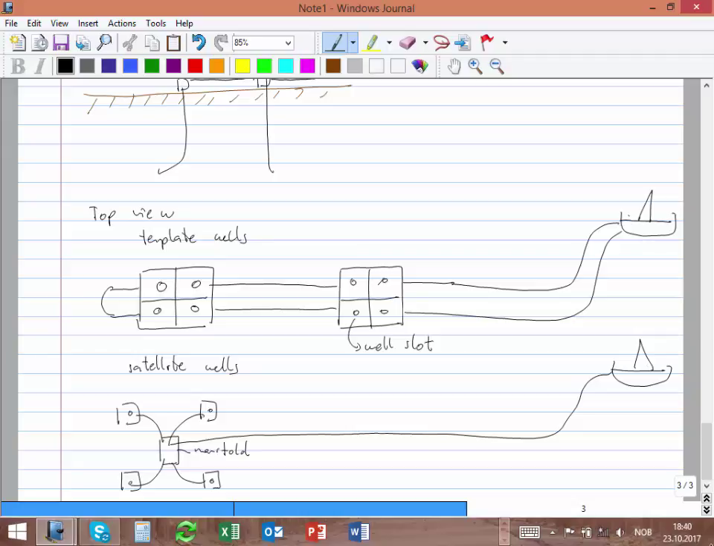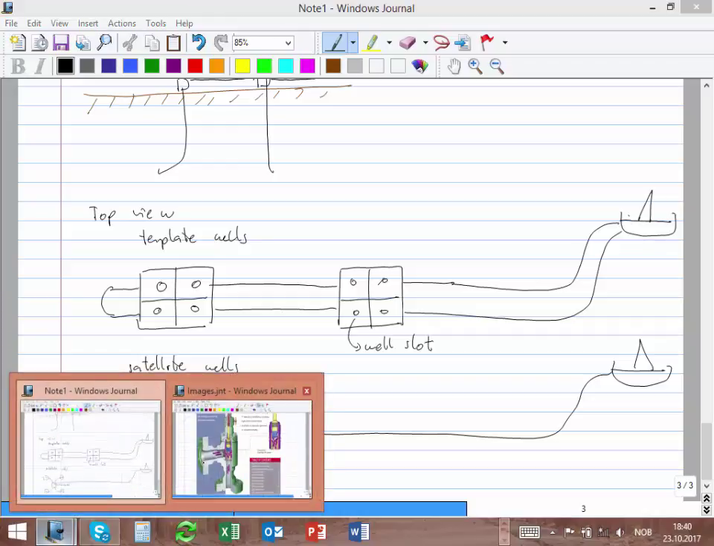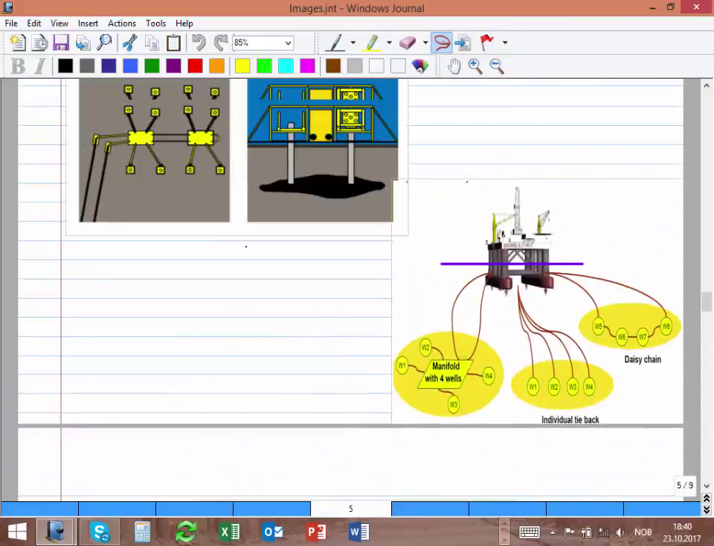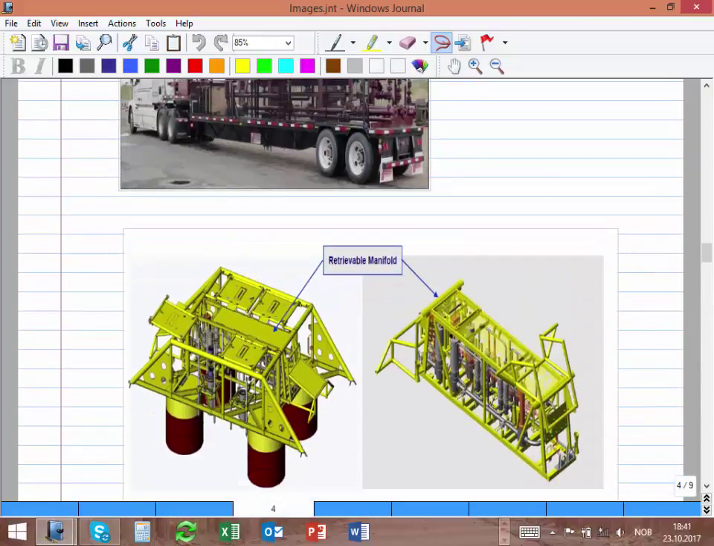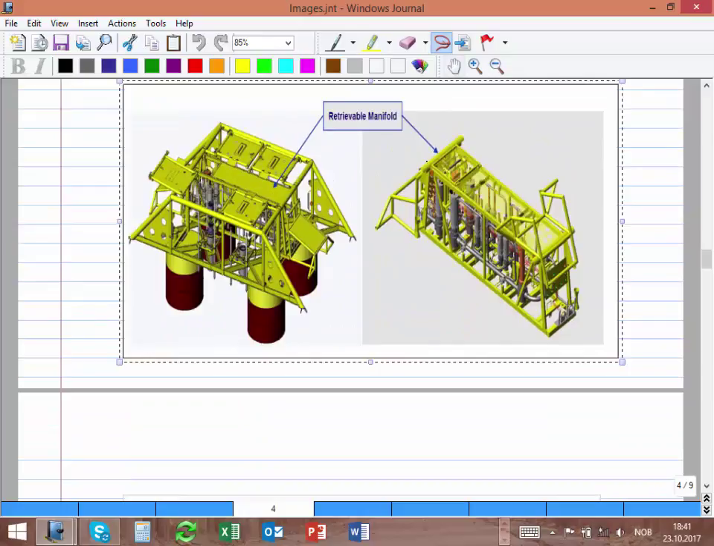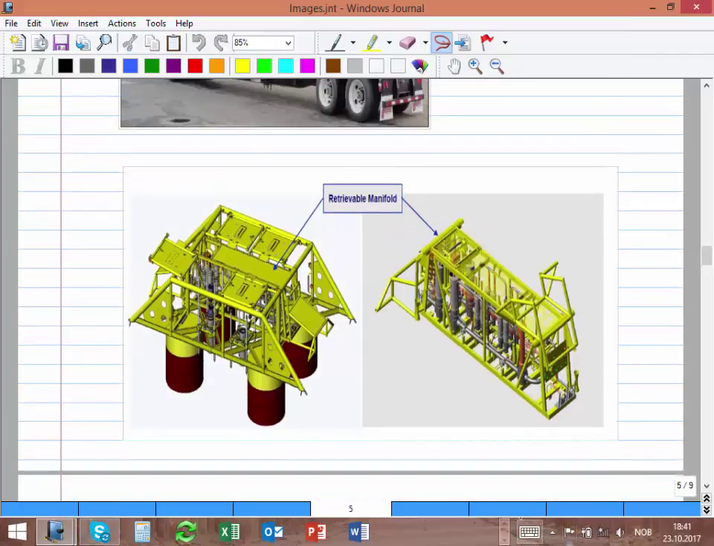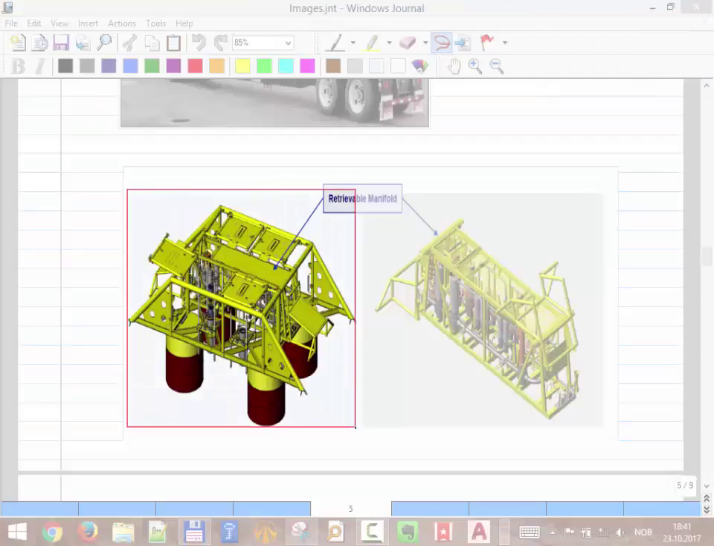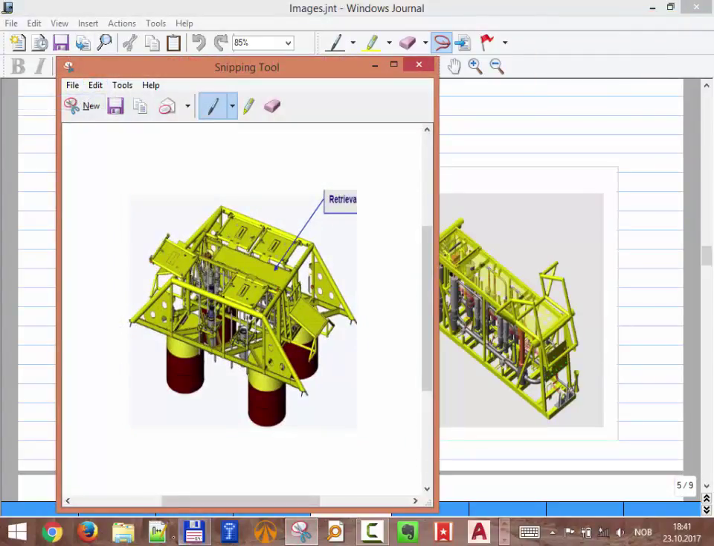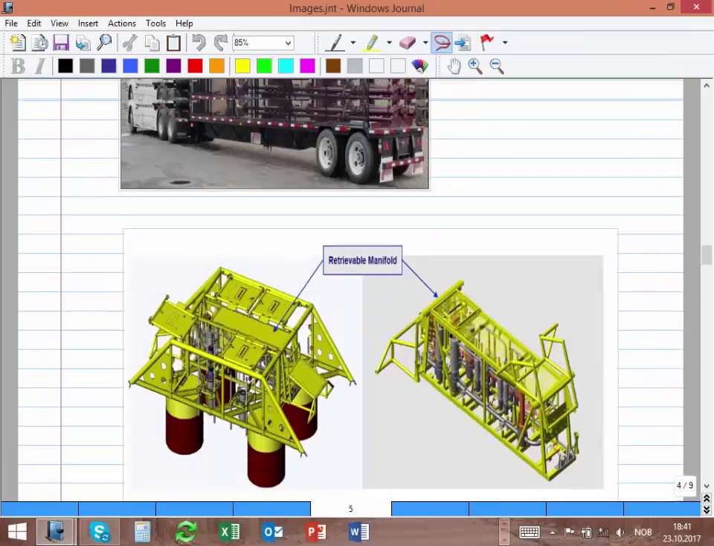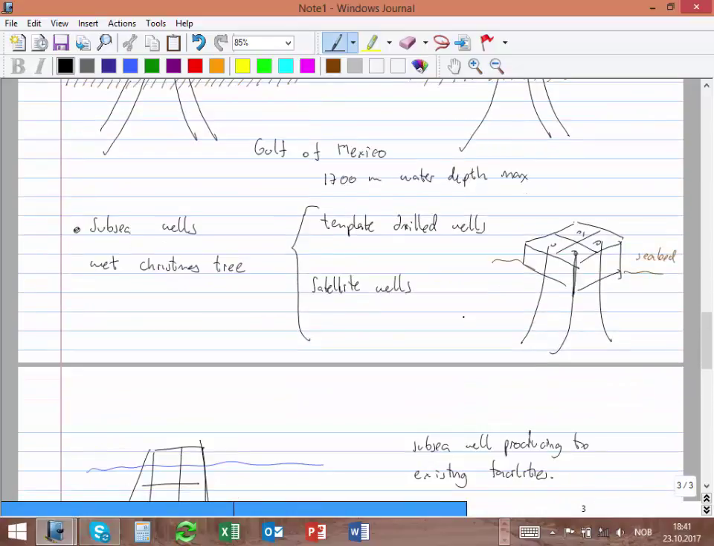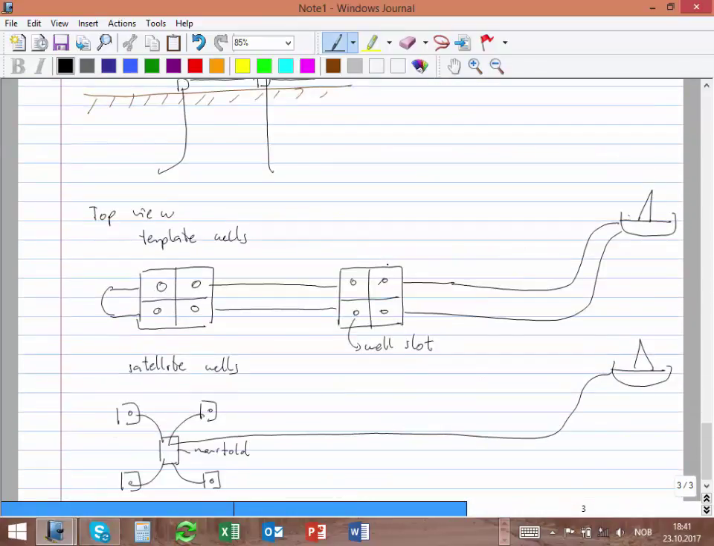So let's see how it looks like. That's how a subsea template looks like. And let's take away, actually, I can use the sleeping tool. Where do we talk about template? That's here, template. Let's make some space.